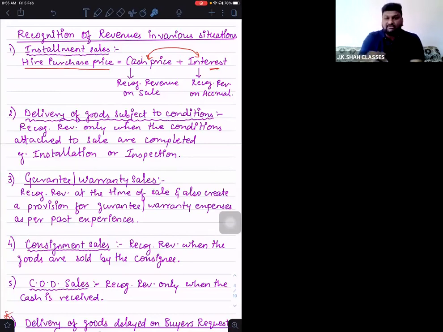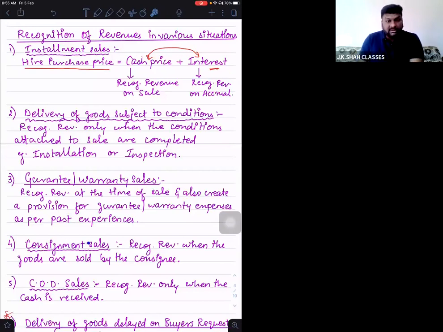Because they can come in the near future, after 3 months, or you are on 31st March but somebody can come in the month of April or May for claiming warranty. So as on 31st March, you have to create a provision. The provision will be created on the basis of your past track record. How much warranty claims did you settle last year? On that basis, you can create the same amount of provision, or add some more depending upon whether your sales have increased or decreased. So what is the thumb rule? Record the sale at the time of sale only, that is when the risk and reward gets transferred, but also create a provision for guarantee or warranty expenses as per past experience.